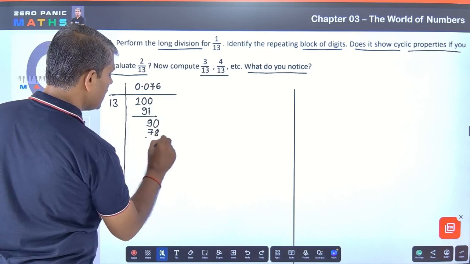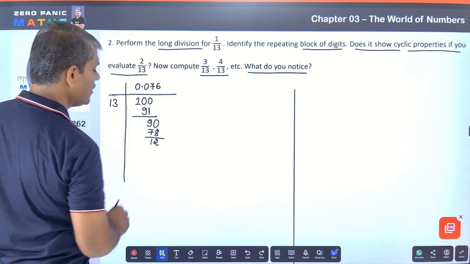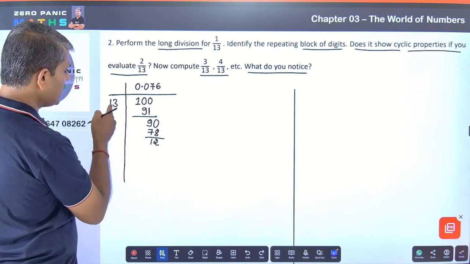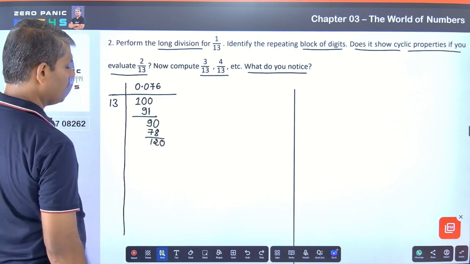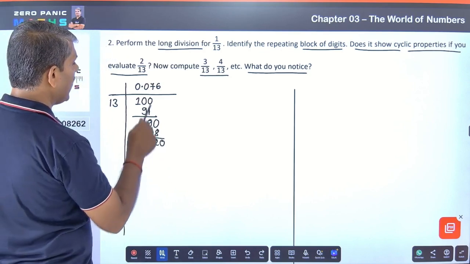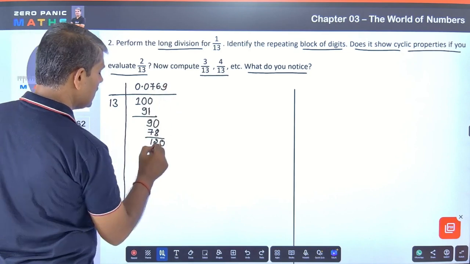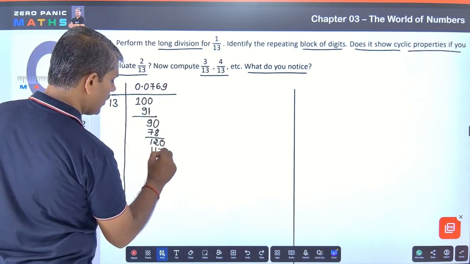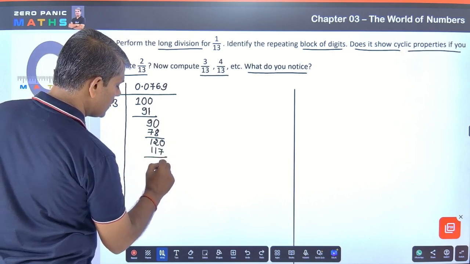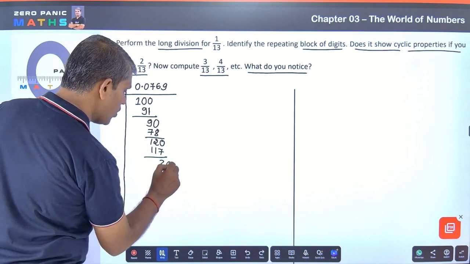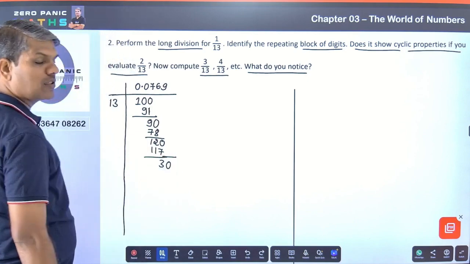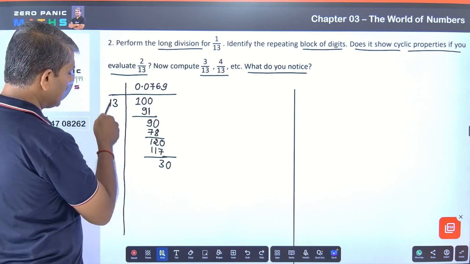13 sixes is 78, and I'm left with 12. And since 12 is less than 13, I can still borrow a 0 here. Now it is 120, and 13 nines is 117. So I'm left with 3 here. I can borrow a 0 to make it 30, which is greater than 13.